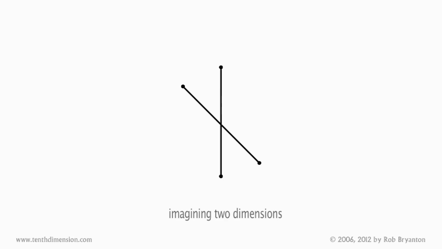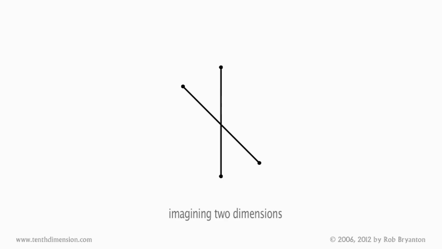A first-dimensional object has length only, no width or depth. If we now take our first-dimensional line and draw a second line crossing the first, we've entered the second dimension. The object we're representing now exists within a plane that has length and width, but no depth.